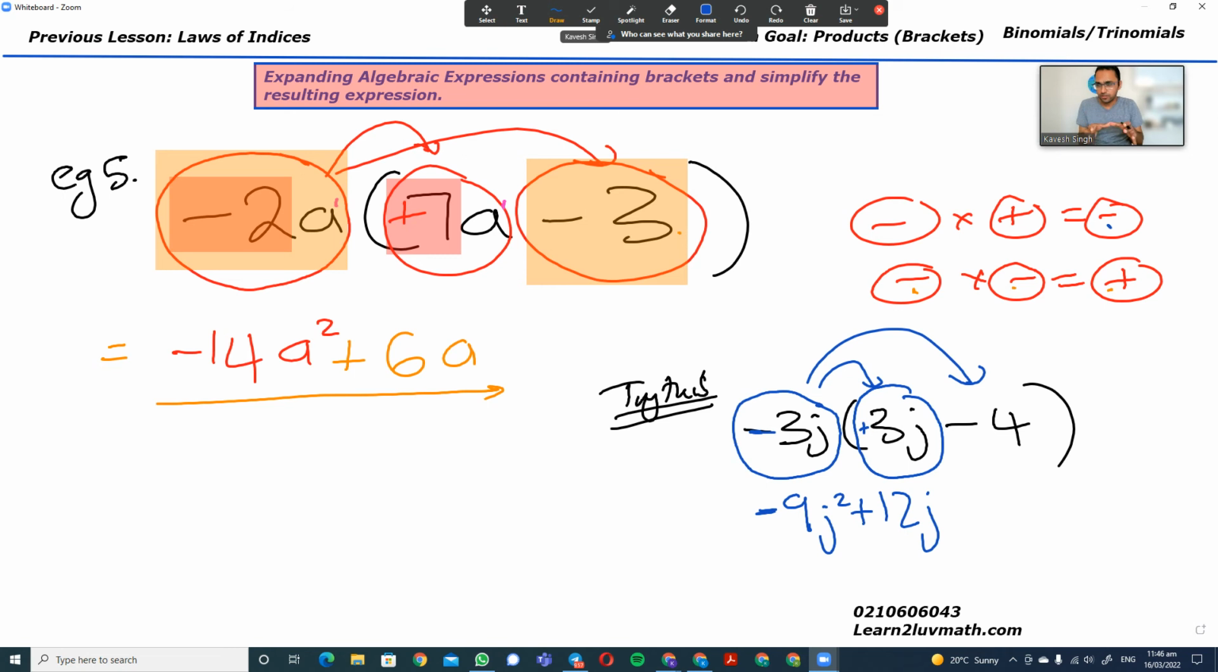These are not like terms because you have to have the same power and you have to have the same letter or same variable in order to add or subtract them. But you can multiply or divide different powers and letters, but when you're adding and subtracting terms, they have to have the same power and same letter to be like terms.